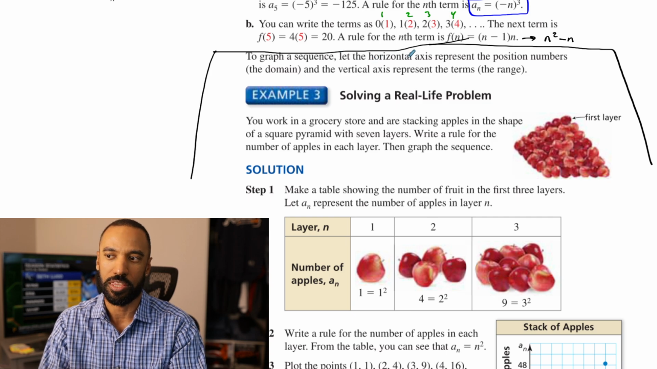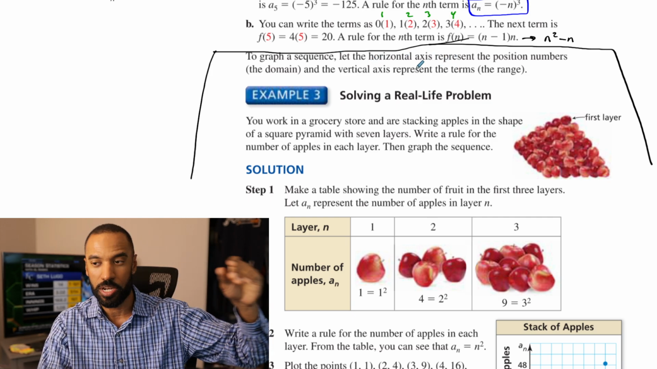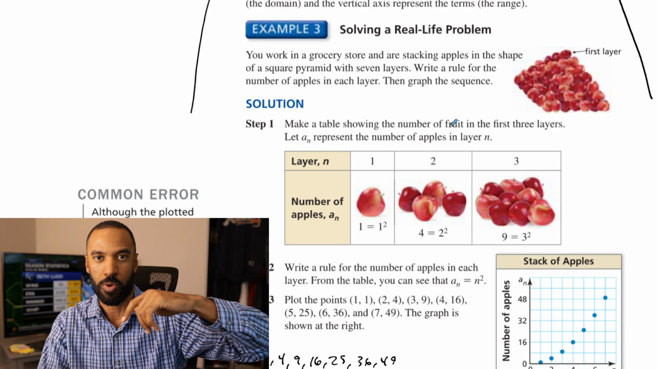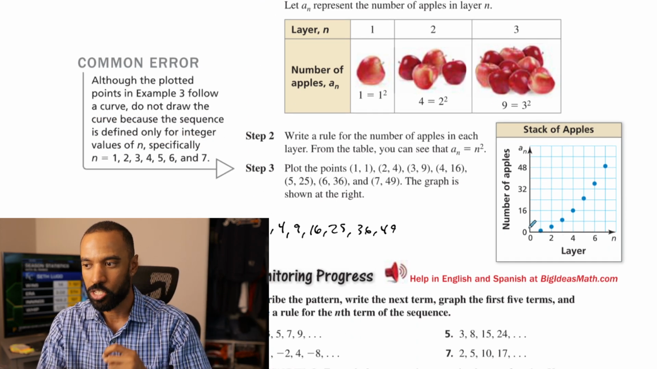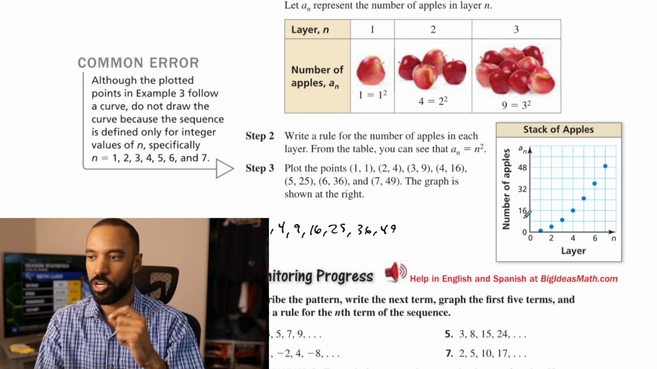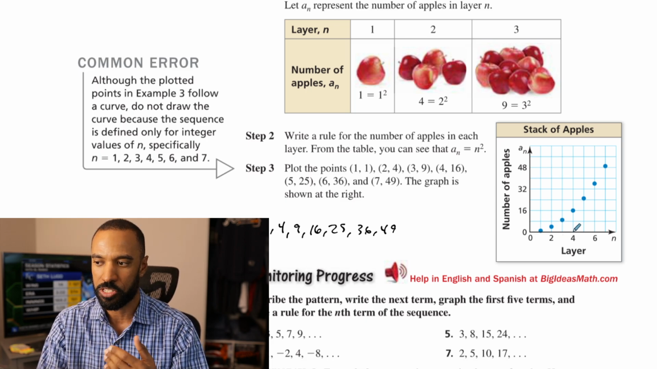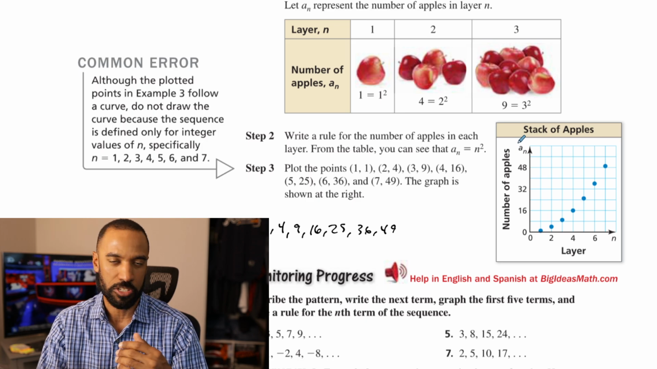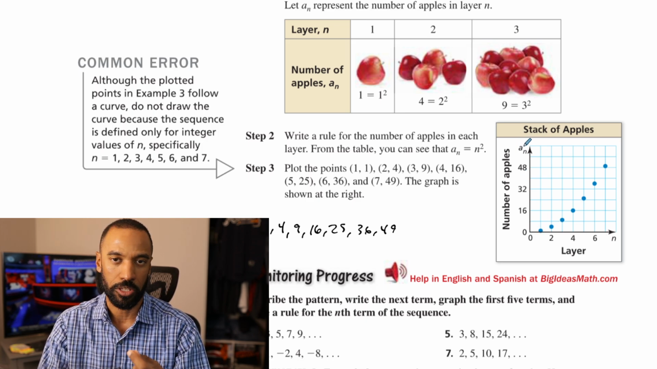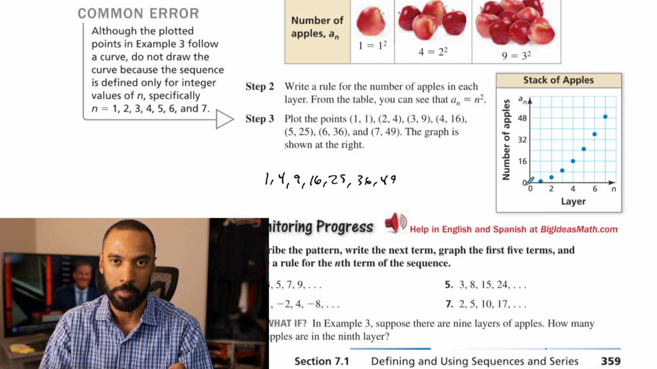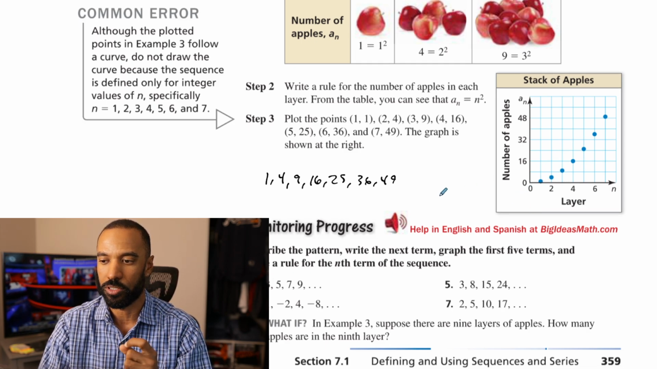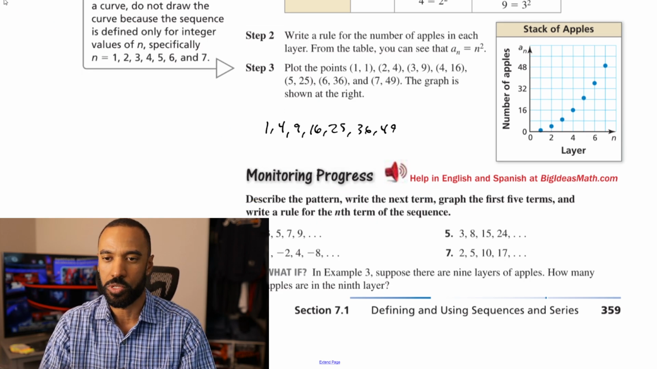To graph a sequence, let the horizontal axis represent the position numbers and the vertical axis represent the terms. So the first term is 1, the second term is 4, the third term is 9, etc. And they're going by that scale. So these are the n's and these are the a sub n's, the position and the values for those terms. We don't connect the dots and we don't have a 0th term either. We just have these specific points. So it's a quadratic. We mosey on forward.